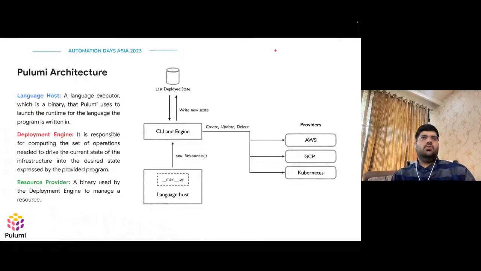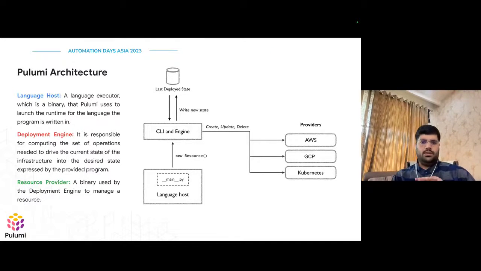So let's get to the architecture of Pulumi, and this is where things will start getting clearer as to how everything is coordinated. There are three major components, or three major pillars, of Pulumi architecture. One is called the language host. One is called the CLI and deployment engine. One is called the resource providers block. The language host is further broken down into language executor and language runtime. For abstraction, I have not shown that because it would be too deep.